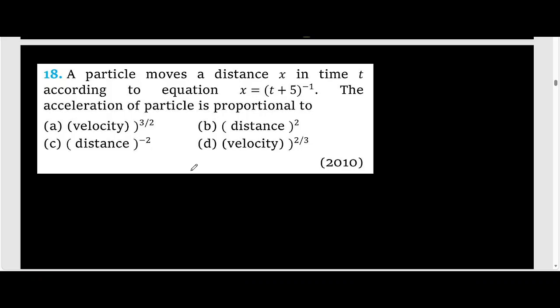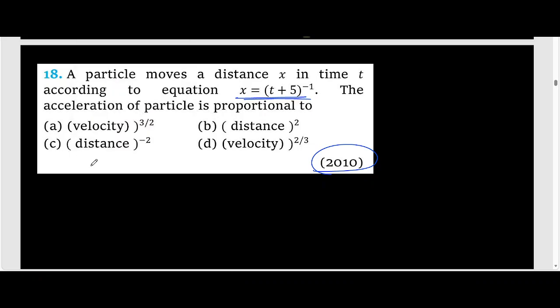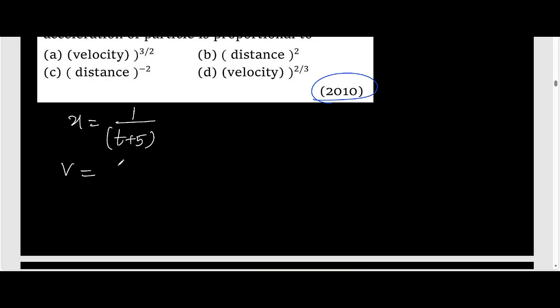Let's see this 18th question. A particle moves a distance x according to this expression. The acceleration of the particle is proportional to what? So x is given. I can write it as 1 by t plus 5. Is it fine? Inverse is nothing but that which comes in the denominator, right? Now what is velocity? Find out first. dx by dt.